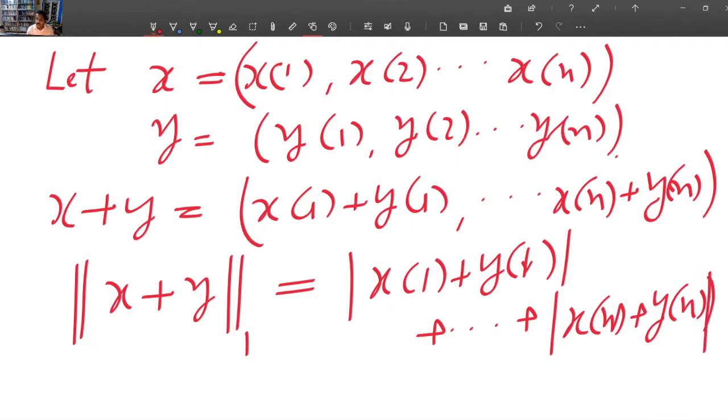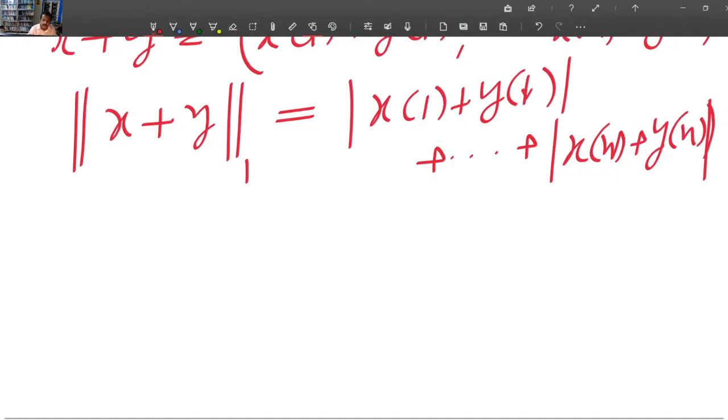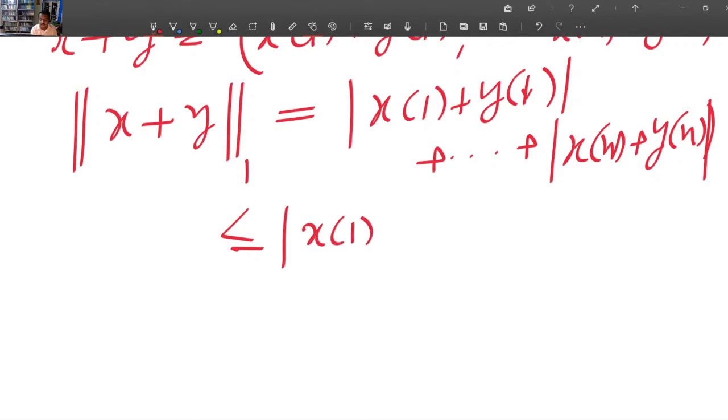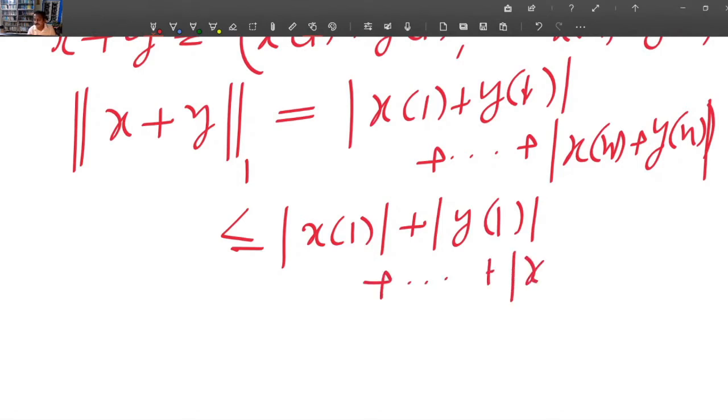So we have x plus y. By applying the triangle inequality on the components, this is less than or equal to modulus of x of 1 plus y of 1, plus etc., plus modulus of x of n plus y of n.